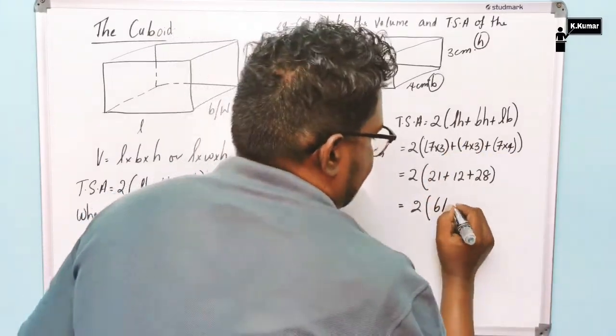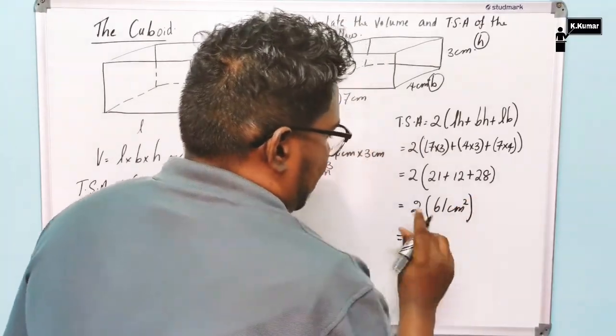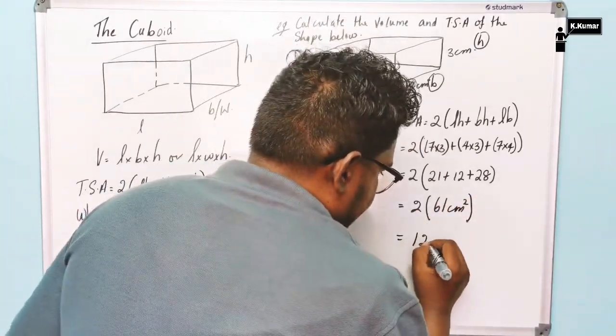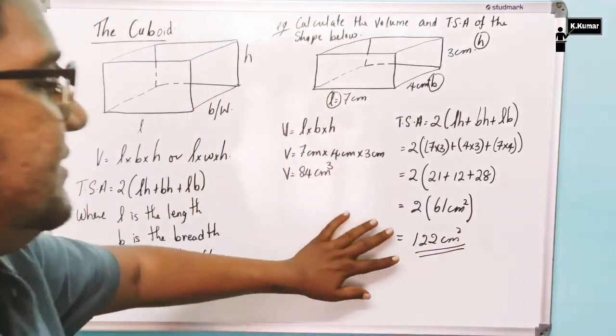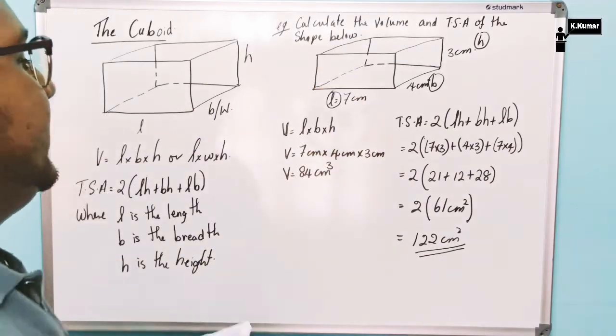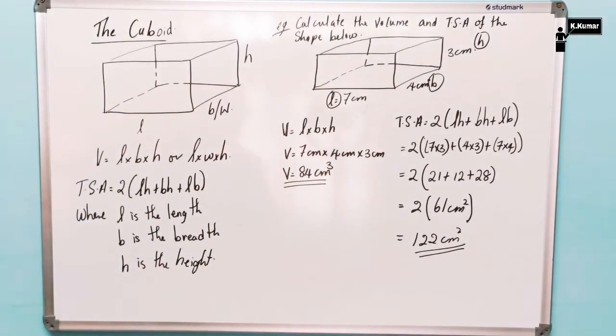Let's add back our unit, and that's going to be cm squared. 2 times 61 is going to give me 122 cm squared. And this is the total surface area of the cuboid, and here you have the volume of the cuboid.